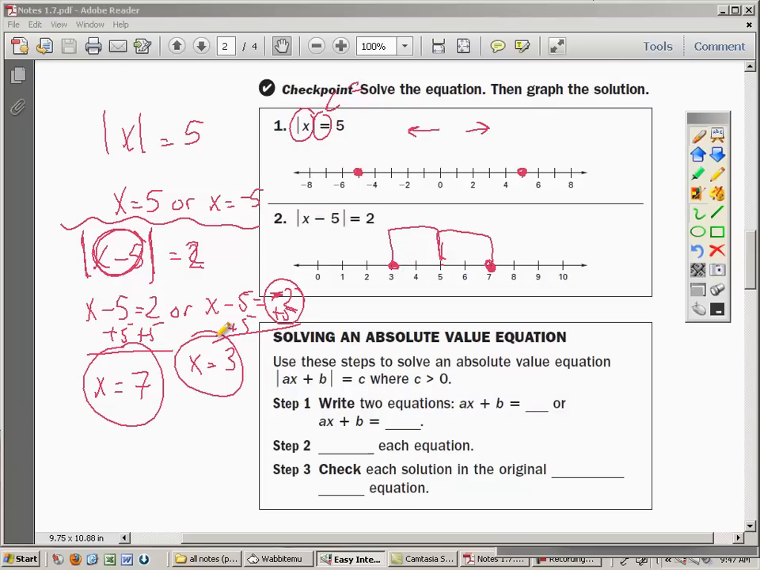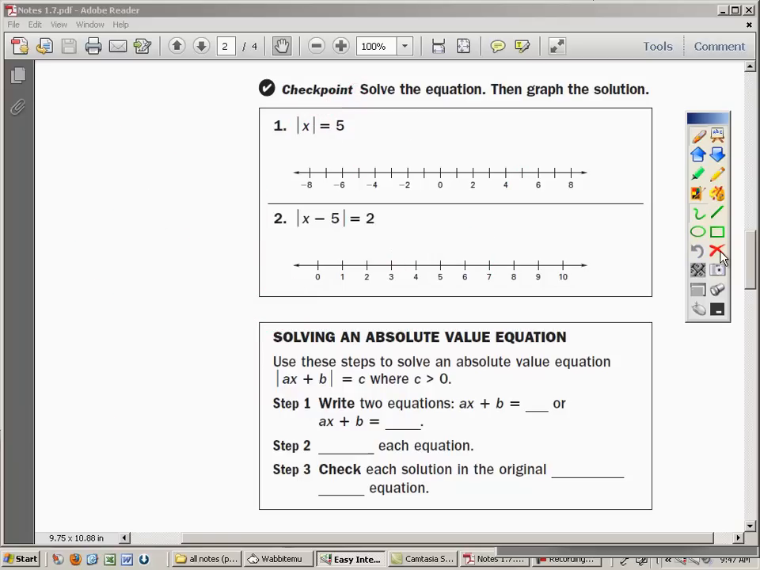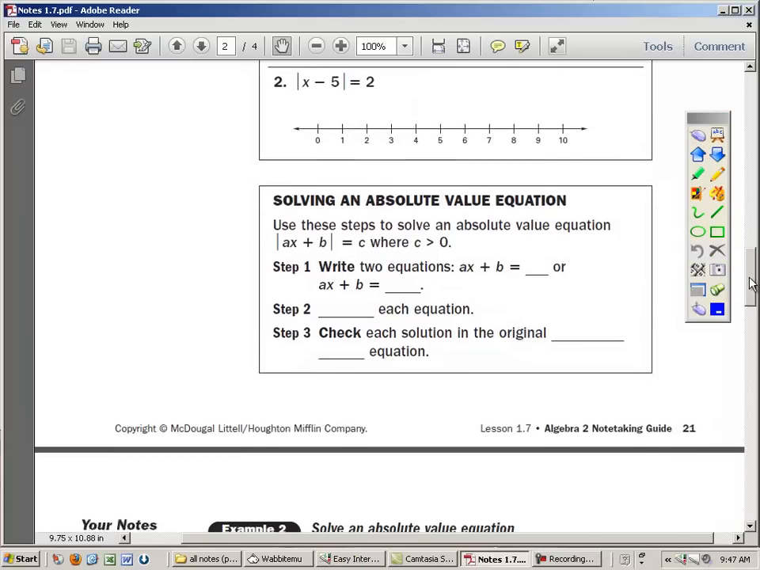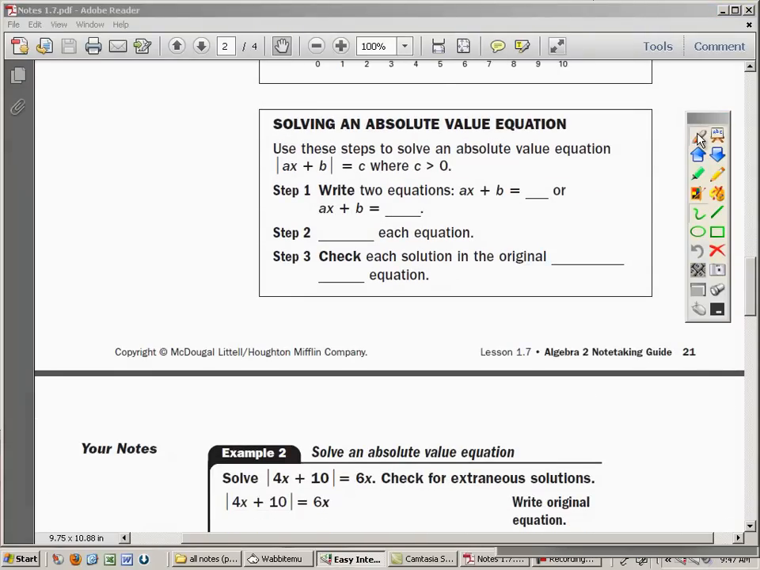So that makes sense. All right, to solve an absolute value equation, this is kind of where we get into this idea of solving an absolute value equation a little bit more in depth than what we were doing before. Use these steps to solve an absolute value equation.